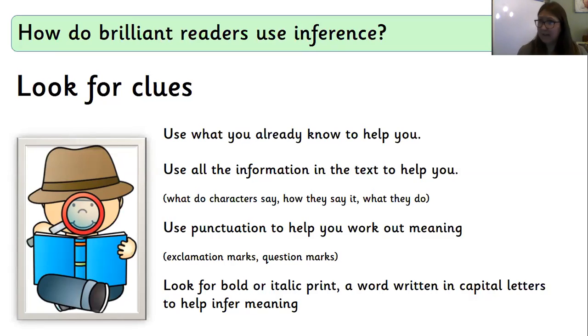For example, what do characters say to each other and how do they say it? What do they do? All of these things give us clues about the plot and the character. You may notice different punctuation in the story. For example, if there are exclamation marks or questions, and that might give you some clues as to what's going on. You may also spot some bold, big fat print or italic print where it's slanted on one side, maybe a word written in capital letters. And this can all be clues to help you infer the meaning. We saw this a lot in the Day the Crayons Quit this week.